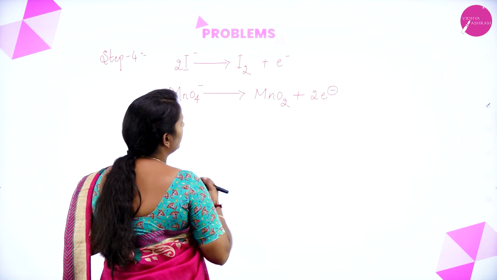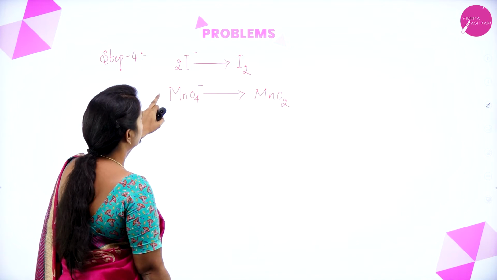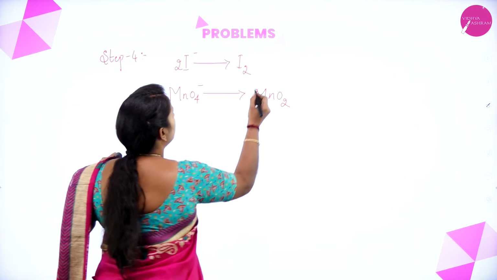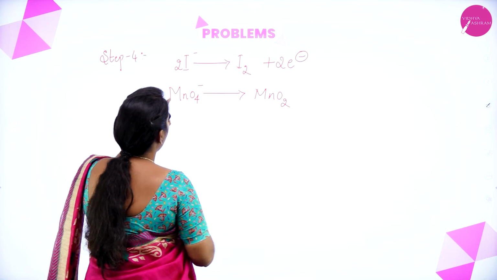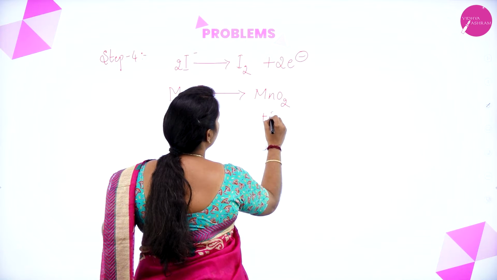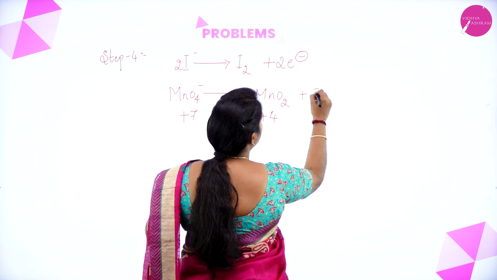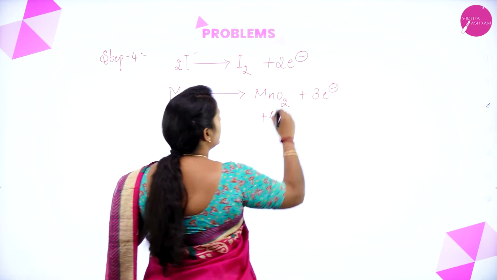So it has to be multiplied with a 2. I have written the oxidation and the reduction reaction. We know that in the oxidation, iron will lose 2 electrons. Is it right? Yes. Whereas the manganese from +7 oxidation state to +4 oxidation state has changed, so it will gain 3 electrons. Now we know that the electrons are not one and the same.